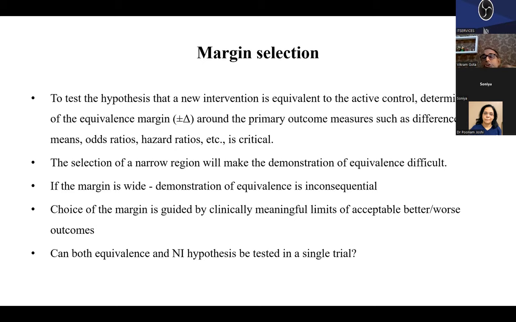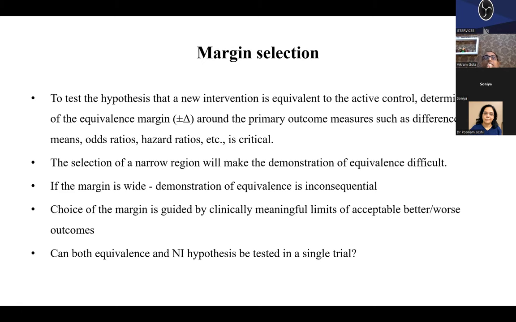Now, you should be very careful in selecting the margin. If you select too narrow a margin, for example, a response rate of 60% in the control arm, and you want to demonstrate equivalence between 58% to 62%, that is a very narrow margin. So the chances that you will fail to demonstrate equivalence is very high.